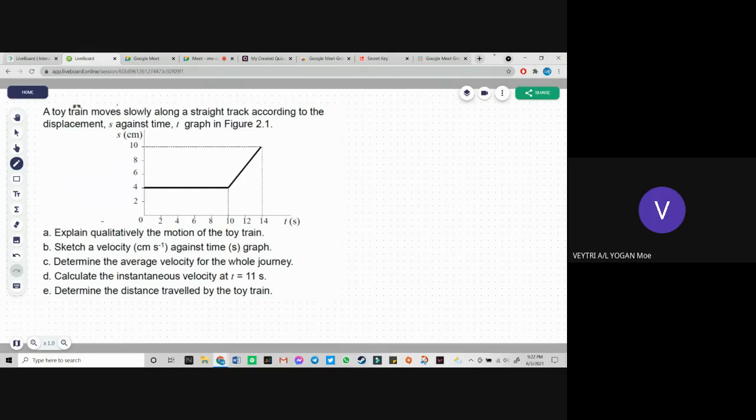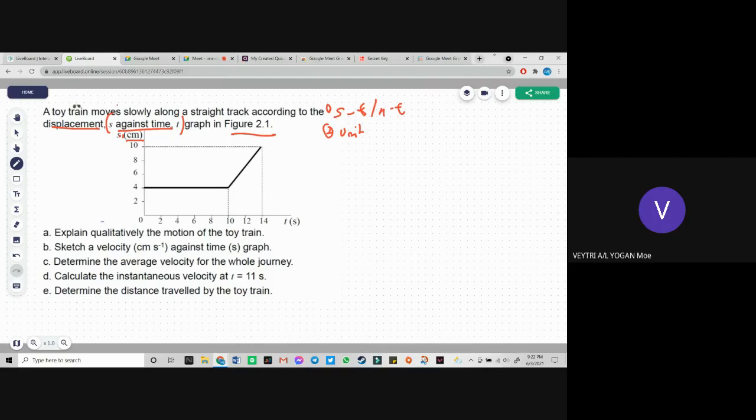A toy train moves slowly along a straight track according to the displacement against time graph in figure 2.1. Okay, when you get a question like this, you have to look at what kind of graph. You're talking about a displacement time graph, so it can be an s-t or x-t graph. That's number 1. Number 2, unit. Here it is cm. Don't be too clever and convert to meters unless they ask you to give it in meters.